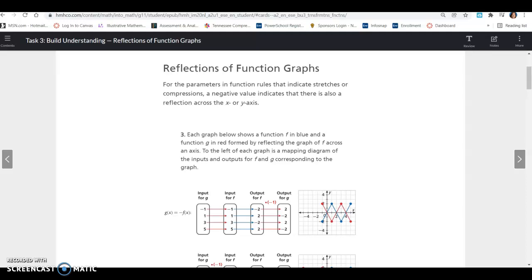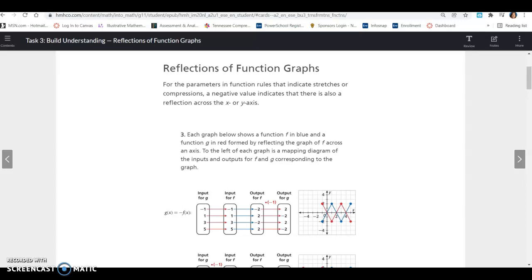Lesson 1.3, Task 3. Reflections of function graphs. For the parameters in function rules that indicate stretches or compressions, a negative value indicates that there is also a reflection across the x or y axis. Each graph below shows a function f in blue and a function g in red formed by reflecting the graphs of f across an axis.